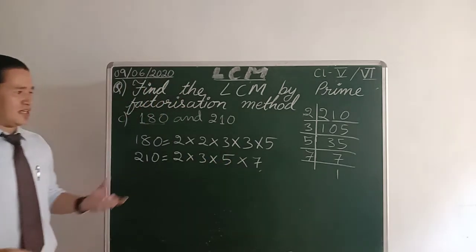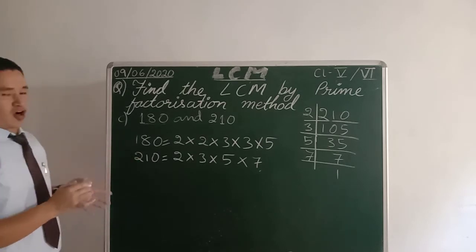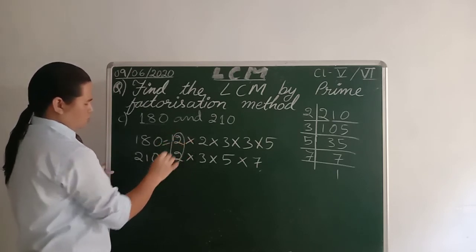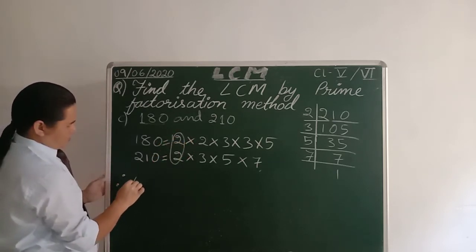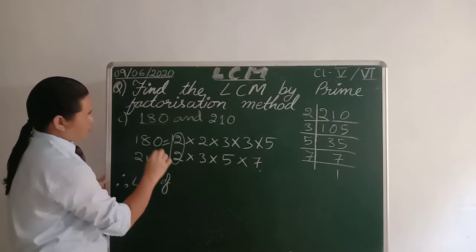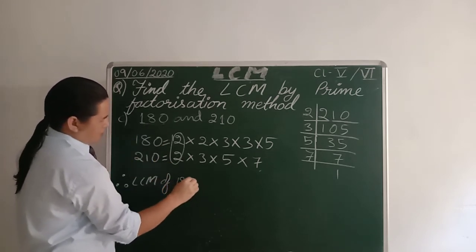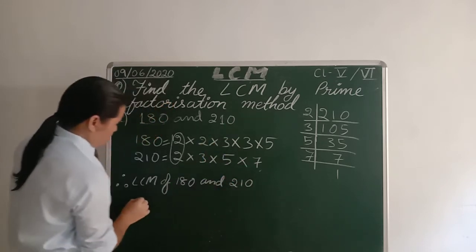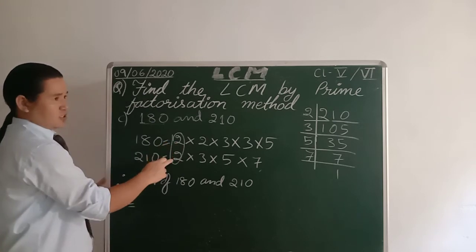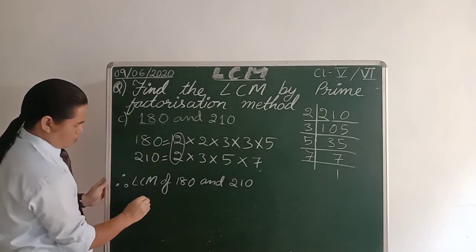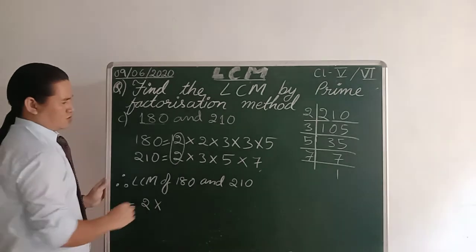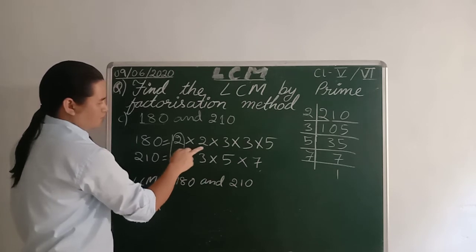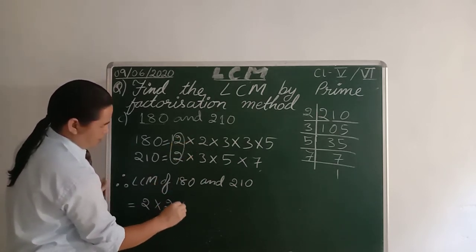Now after writing all the factors, you see whether the numbers are common or not. In the first row 2 is here, so 2 is also here. So this is one 2. Therefore the LCM of 180 and 210 equals, so these 2 and 2 are similar, so write only one 2, into, now 2 is here, no other 2 can we see, so you have to write one 2 also here, add one more 2.